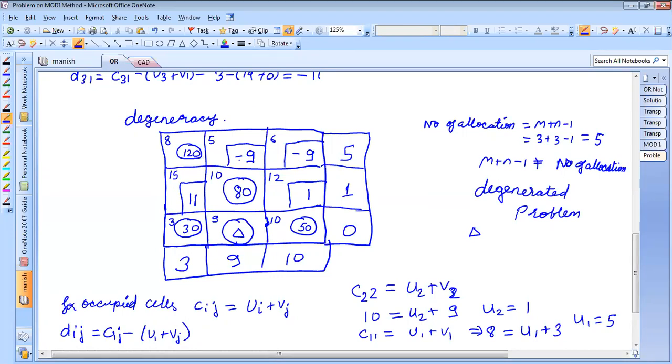So which one to be selected? Which of these to be selected, students? This is also minus 9. This is also minus 9. The middle one, sir, second one. Column 2. Why? Because the cost is less.